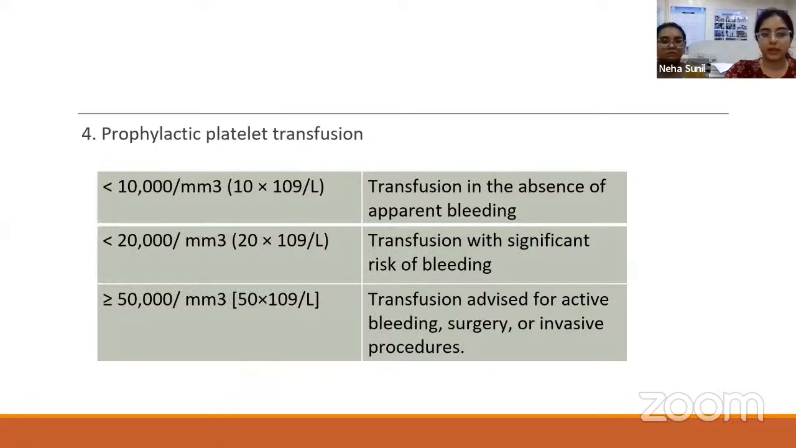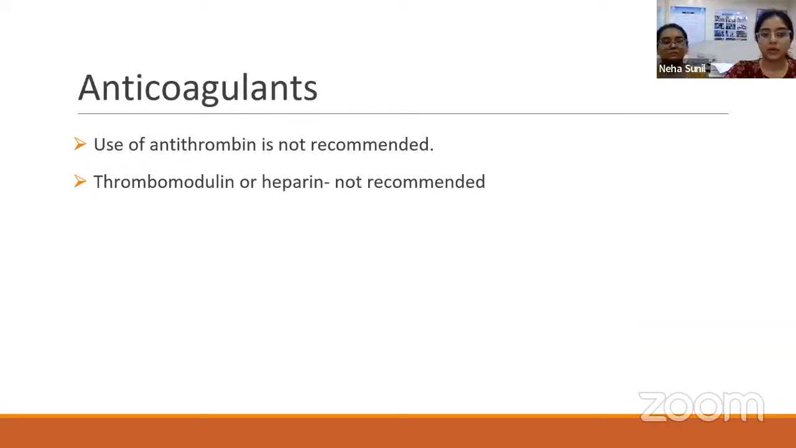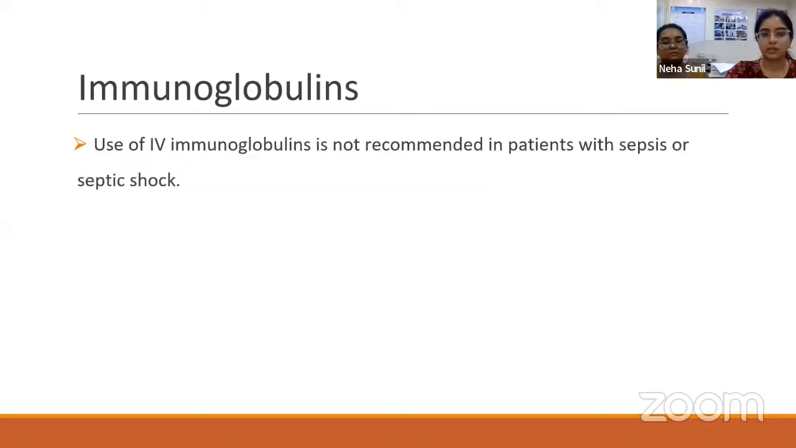So coming to prophylactic platelet transfusion. We give platelet transfusion only when the platelet count is less than 10,000 and transfusion is done in the absence of any apparent bleeding. Less than 20,000, transfusion with significant risk of bleeding, and more than 50,000, transfusion advised for active bleeding or surgery or invasive procedures. Immunoglobulin therapy is not recommended according to the latest guidelines. Anticoagulants: use of antithrombin is not recommended. Thrombomodulin or heparin is not advised.